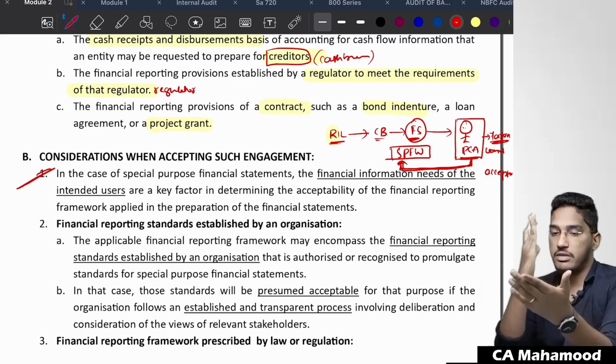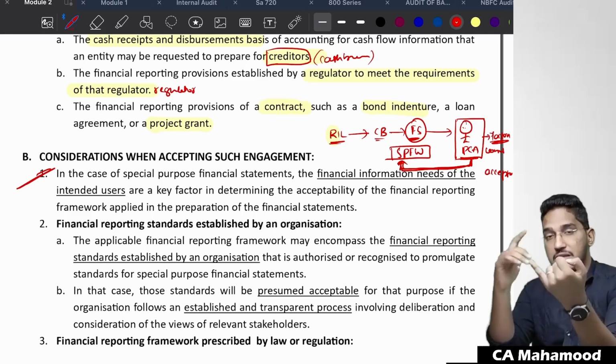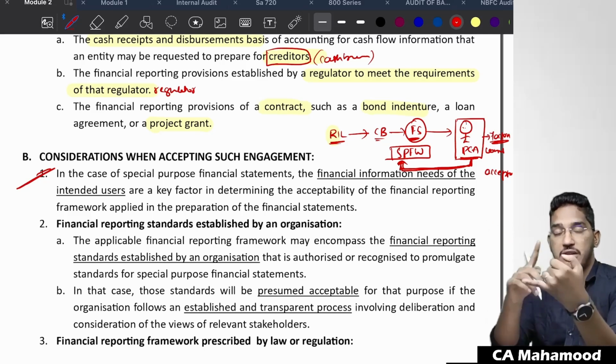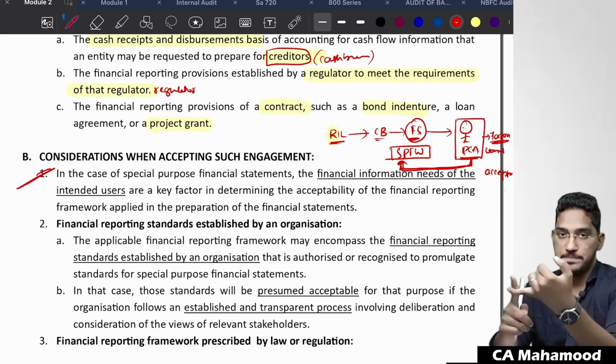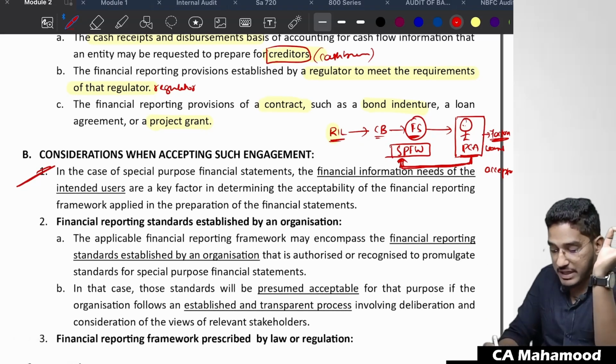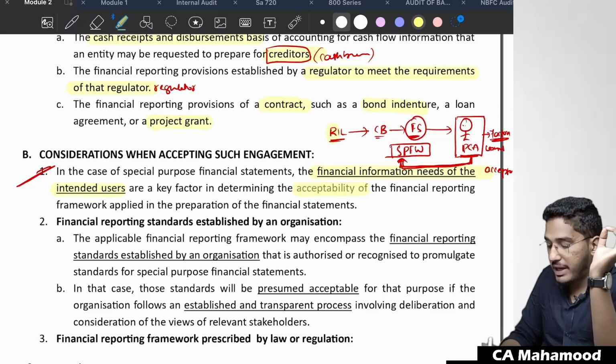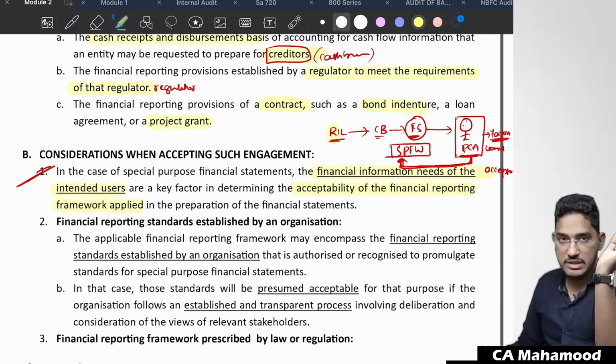So the first factor you have to determine in accepting that engagement as per special purpose framework is whether that applicable financial reporting framework is acceptable. Okay, so that is the first step. In the case of special purpose financial statements, the financial information needs of the intended users are a key factor in determining acceptability of the financial reporting framework applied in the preparation of financial statements.